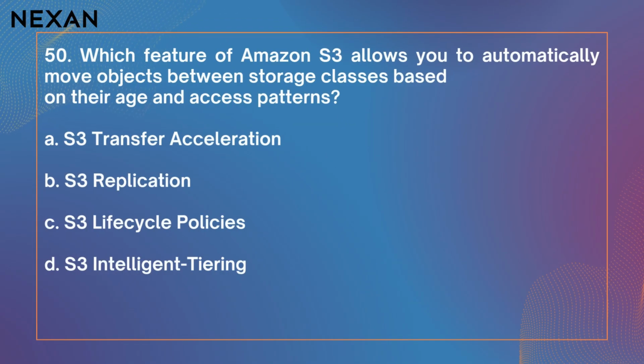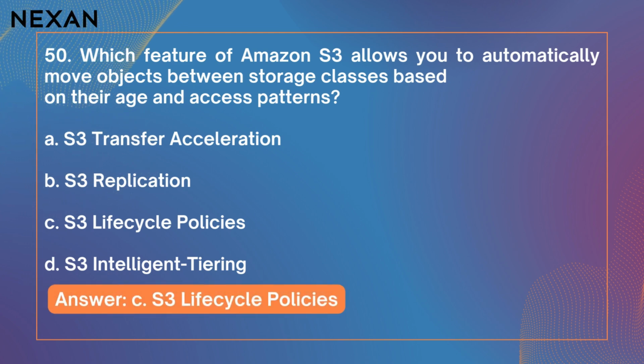50. Which feature of Amazon S3 allows you to automatically move objects between storage classes based on their age and access patterns? A. S3 transfer acceleration. B. S3 replication. C. S3 lifecycle policies. D. S3 intelligent tiering. Answer: C. S3 lifecycle policies.